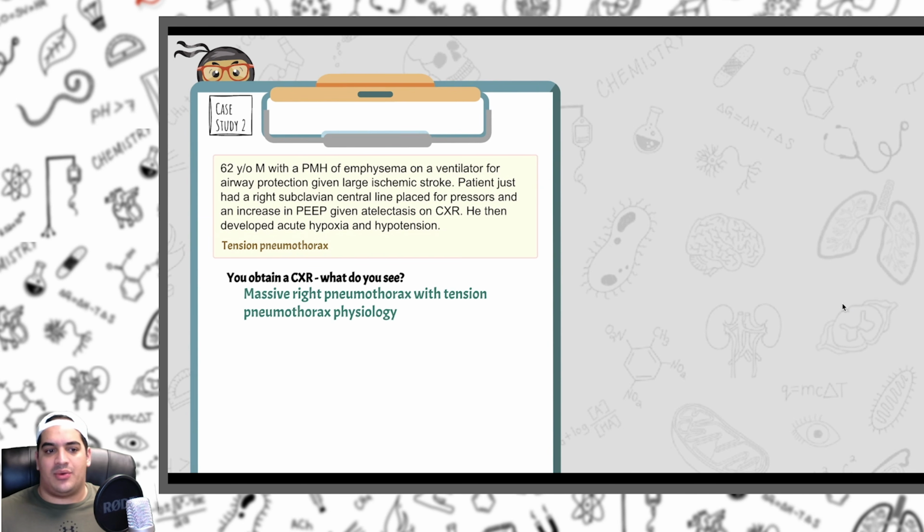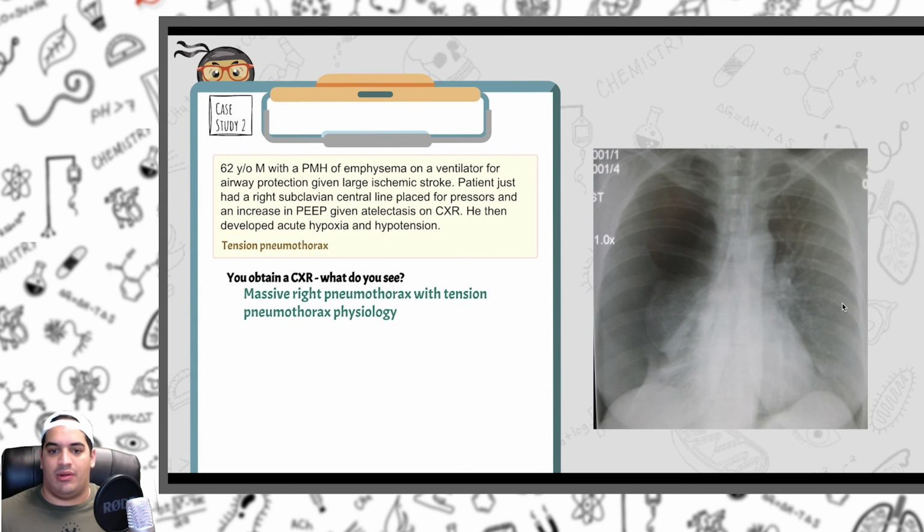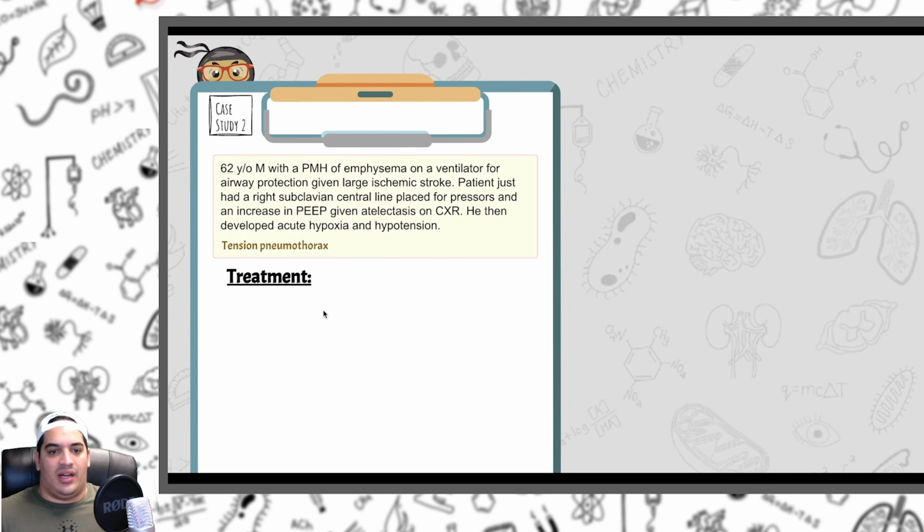So if you get a chest x-ray, what do you potentially see here? The biggest pneumothorax you've ever seen. Look at this, this is gargantuan. So, a huge right pneumothorax. They obviously didn't complete the right subclavian central line at this point in time. But anyway, they got this big right pneumothorax. We're going to see tracheal deviation and mediastinal shift. So, a pretty significant pneumothorax.